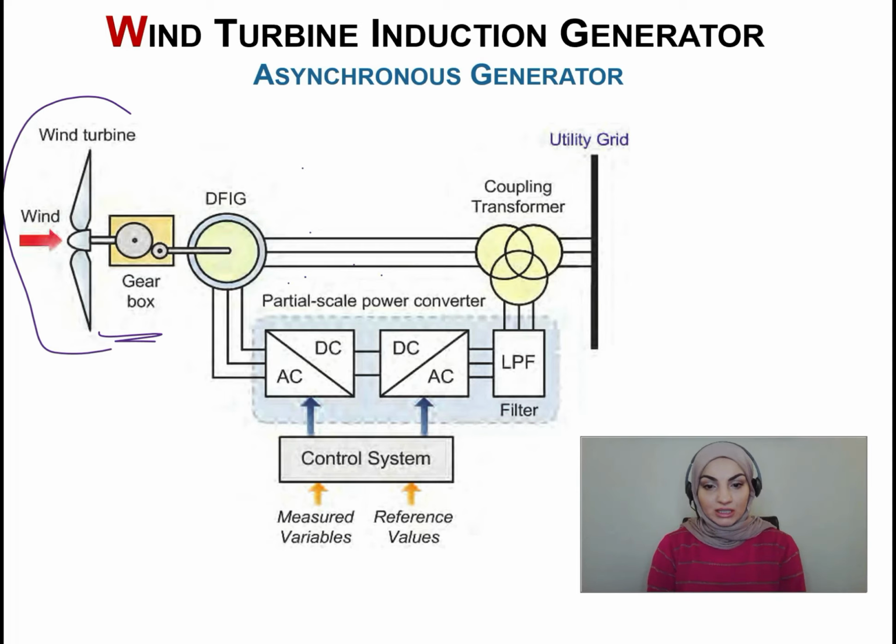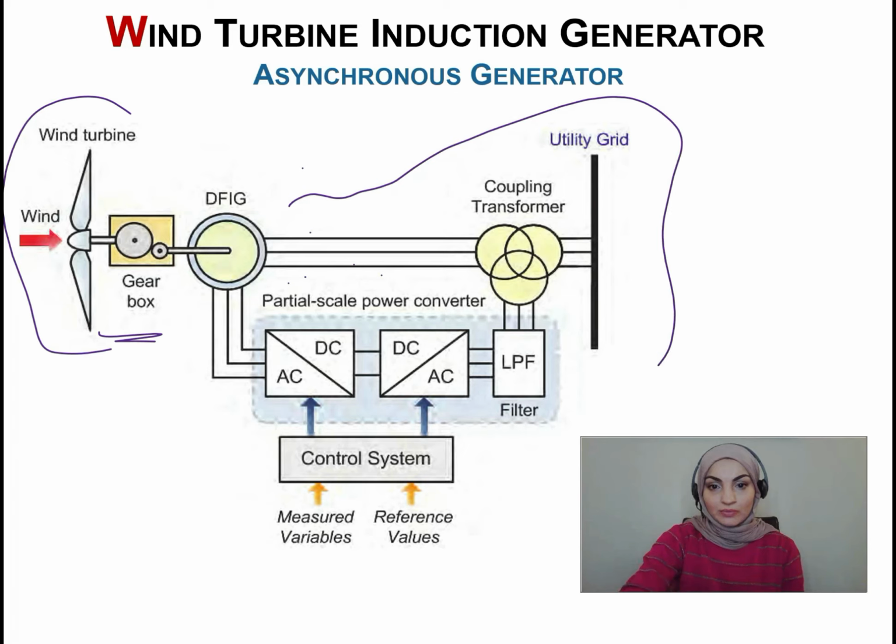So the double fed induction generator is based on an induction generator with its stator windings connected to the power grid, and the rotor winding connected to an AC to DC and DC to AC converter. So as you can see, the stator is connected to a power grid, and then the rotor is connected to a control system or a converter.